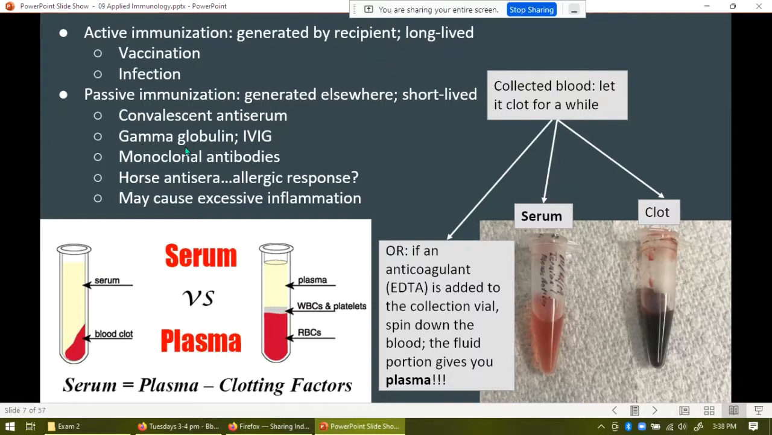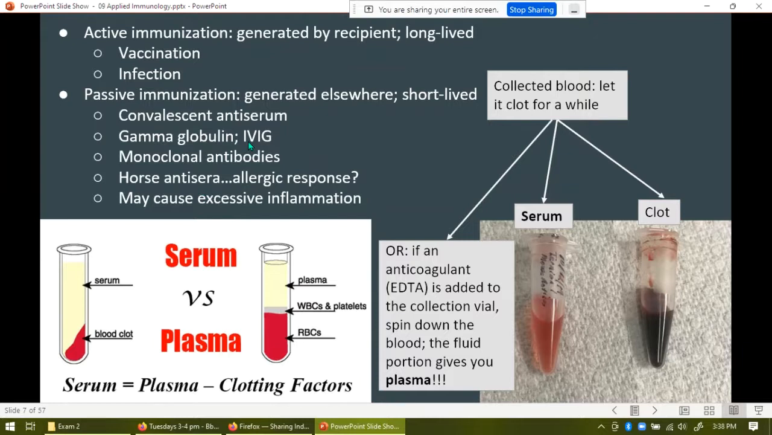Gamma globulin is another one. Gamma globulin is just IgG molecules that have been purified from a mixture. And IVIG is another one that can give passive immunization. IVIG stands for intravenous immunoglobulins. IVIG is actually a medication used in both outpatient and inpatient settings.